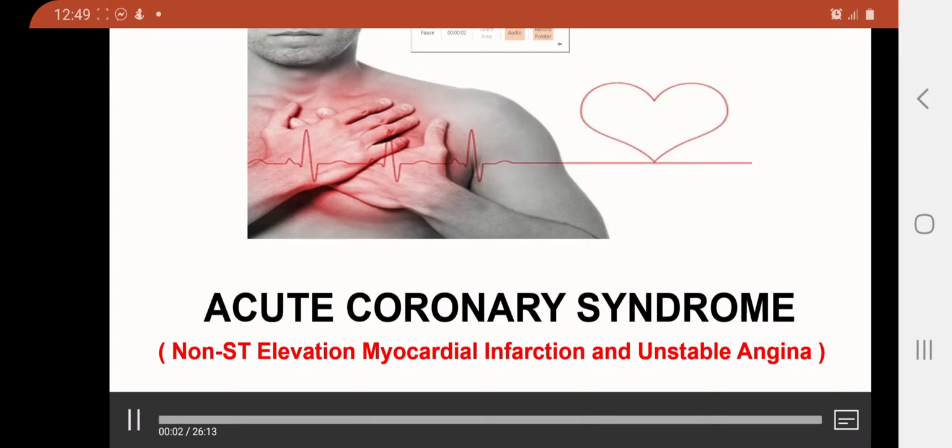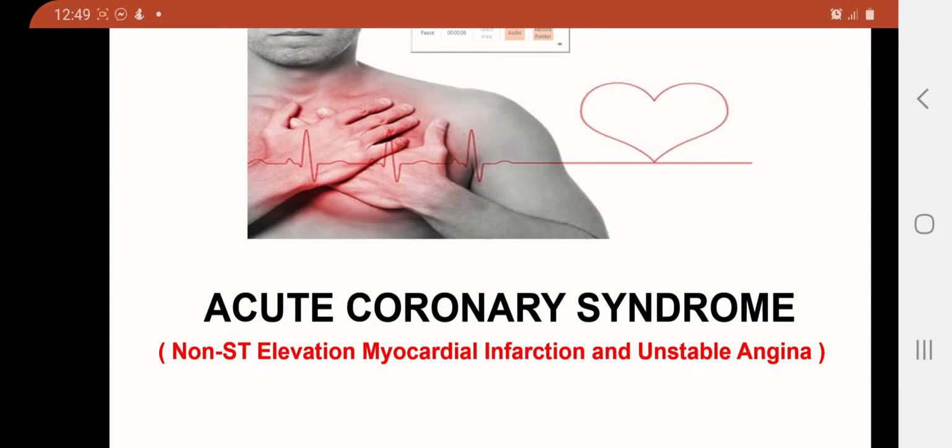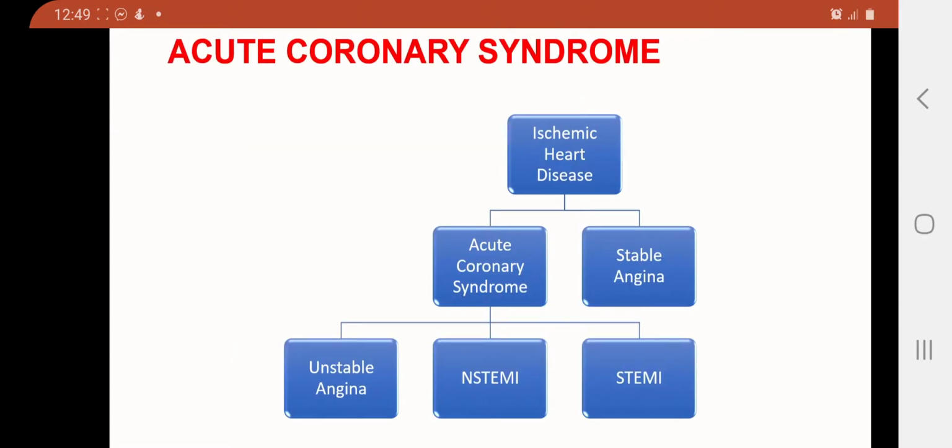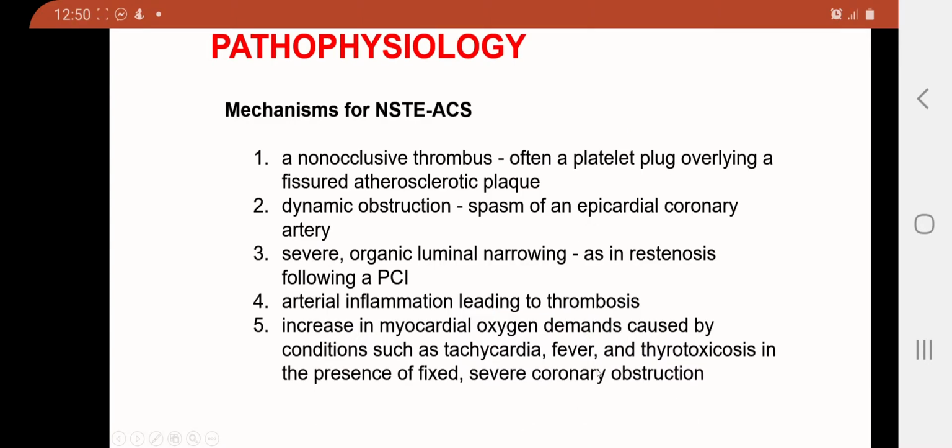Good morning. Our topic for today is acute coronary syndrome. ACS describes a condition where there is a sudden decreased blood flow to your coronaries, leading to unstable angina, non-ST elevation MI, and ST elevation myocardial infarction.